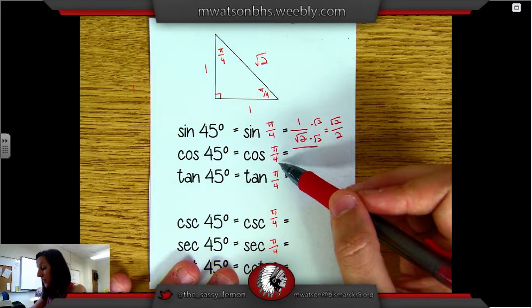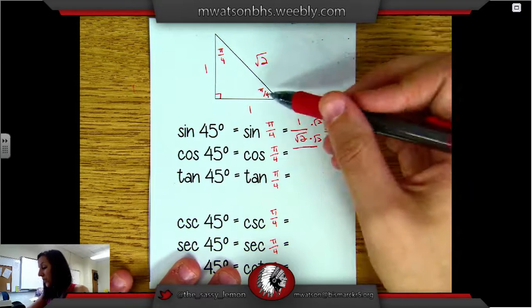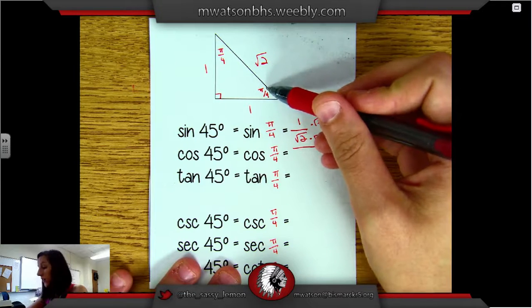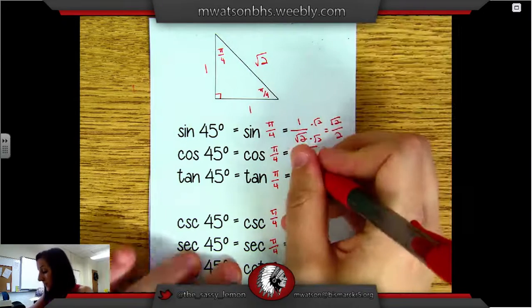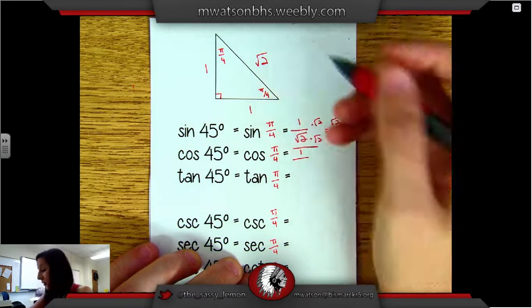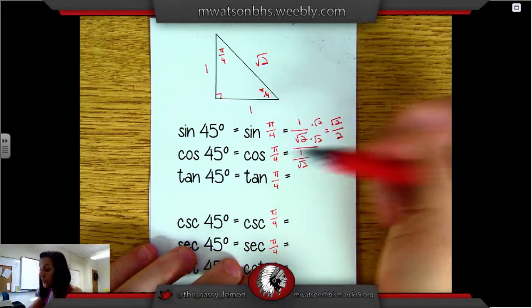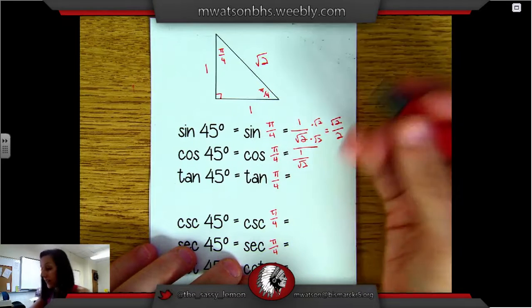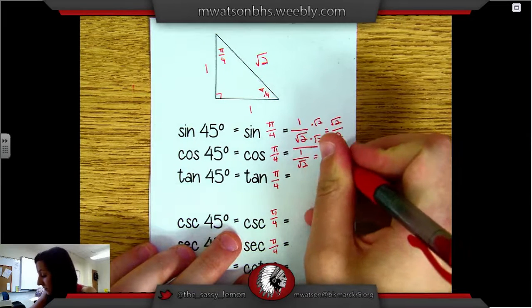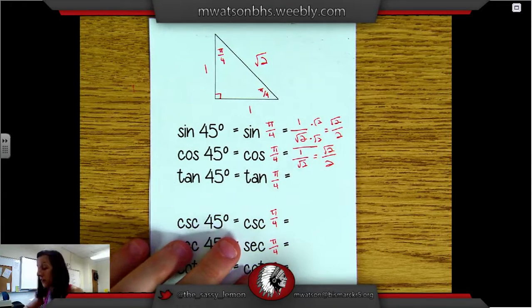Now let's do cosine. So cosine, that was adjacent over hypotenuse. So we're going to go to one of our pi over 4s. Look at the adjacent side. That's 1 over the hypotenuse, square root of 2. So sine of 45 degrees and cosine of 45 degrees are exactly the same. So we know when we rationalize it's going to be the same also.